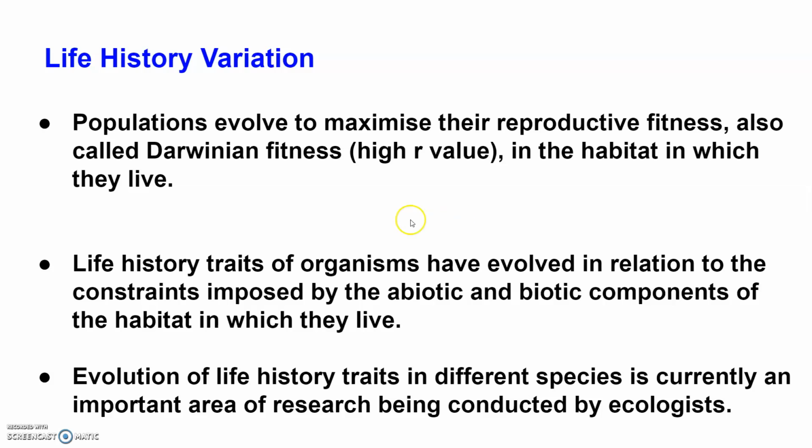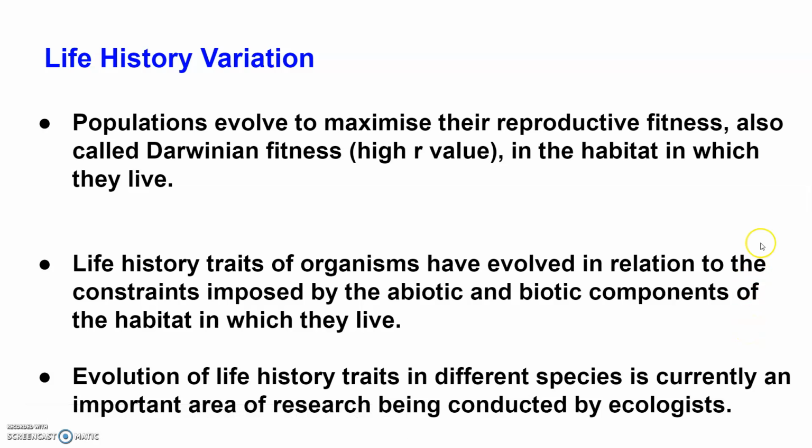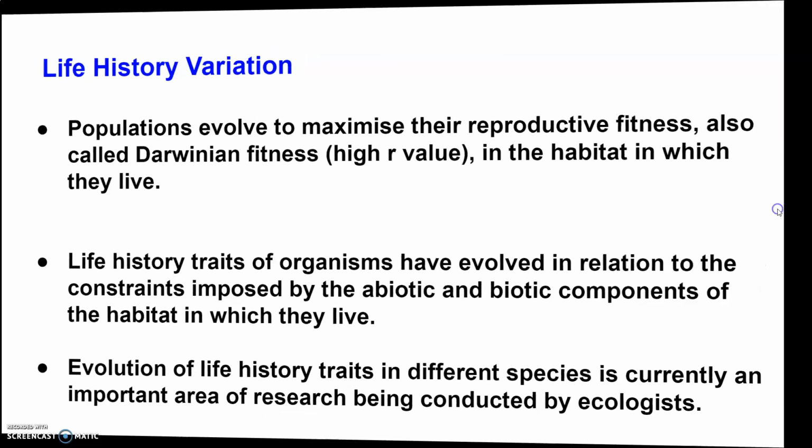Ecologists suggest that life history traits of organisms have evolved in relation to the constraints imposed by the abiotic and biotic components of the habitat in which they live. Evolution of life history traits in different species is an important area of research being conducted by ecologists.